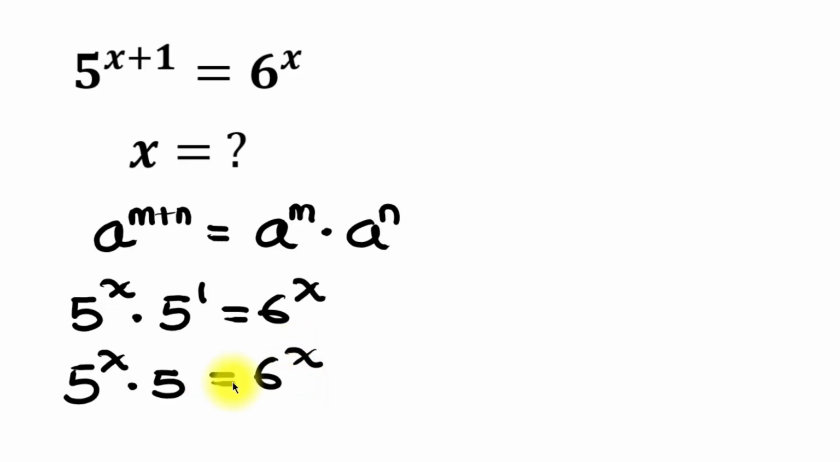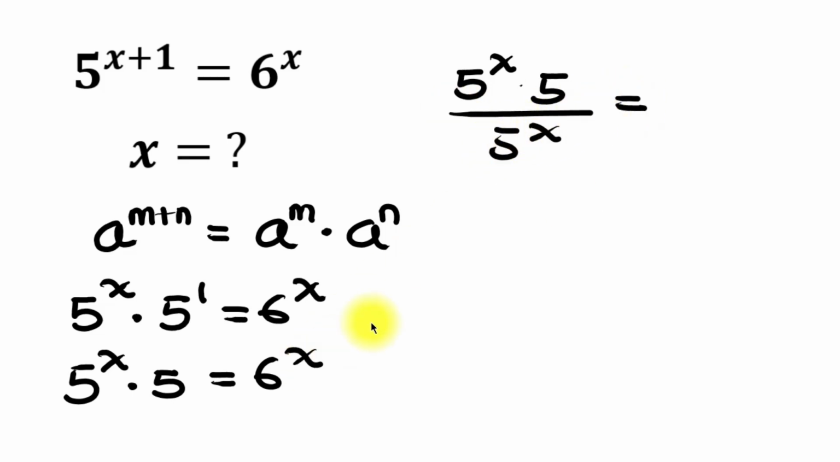Now let's separate the variables. We can do that by dividing both sides by 5 to the x. So I have on the left-hand side 5 to the x times 5, I'll divide by 5 to the x. Then on the right-hand side I have 6 to the x, I'll also divide by 5 to the x.